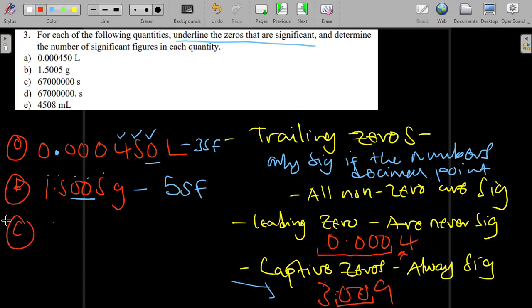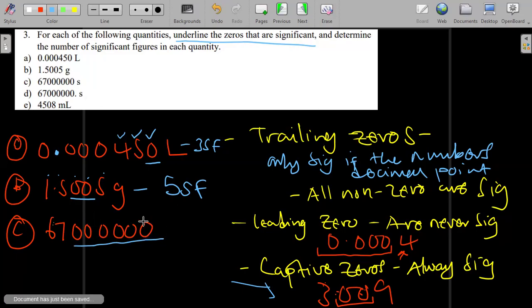Okay, C, we have this number, 67000000. Is there any significant zero here? No. Why? Because all these zeros here are trailing and there is no decimal point. So we are going to consider all these zeros as non-significant. So the number of significant figures in this number will just be 2 significant figures.